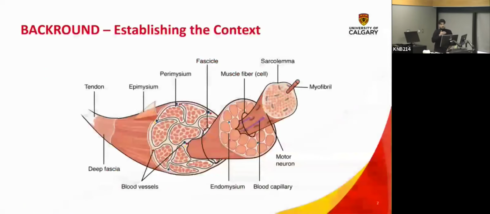Before I can go into talking about what I did, I think it is important for us to take a moment and try and establish the relevant context for what we're going to be discussing. A lot of the work that I looked at was looking at the biomechanics of muscle and muscle physiology. So let's go over some of the main broader concepts of what we need to discuss.